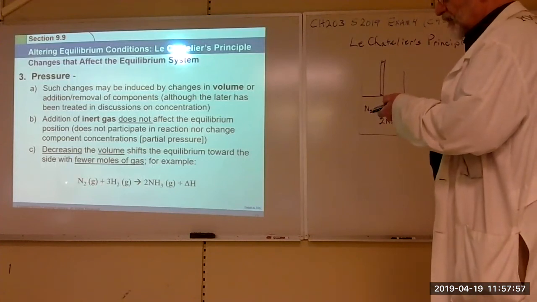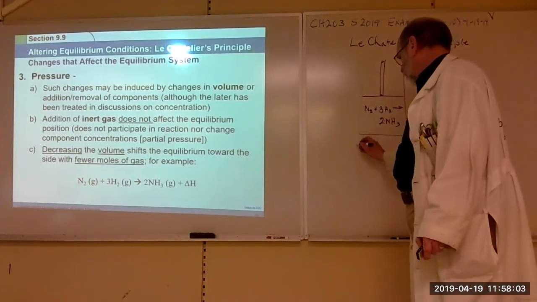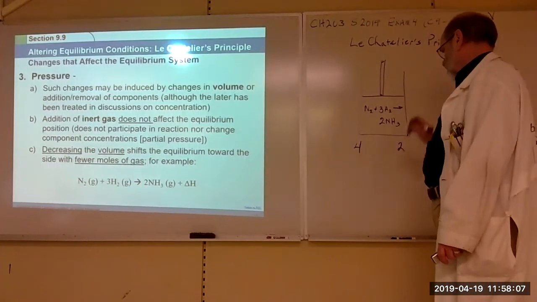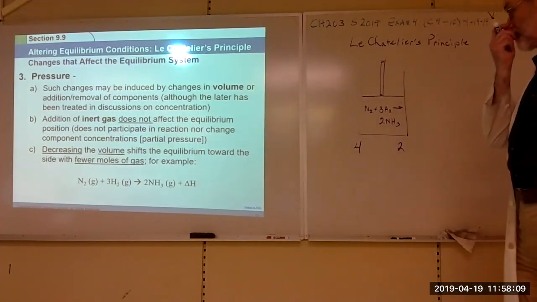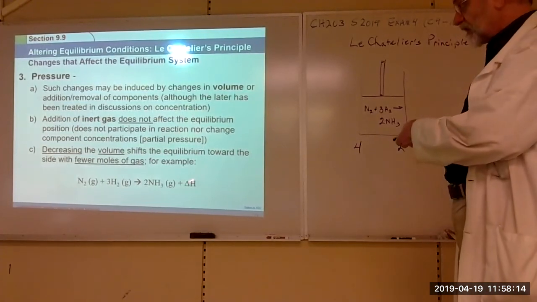Well, this side has how many moles of gas? 1 plus 3 is 4. So we have 4 on the reactant side. We have 2 on the product side. This is constant temperature, so the heat doesn't matter.